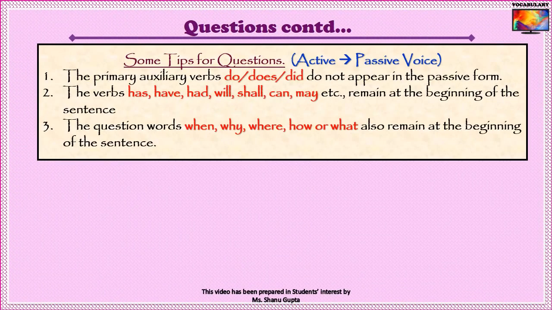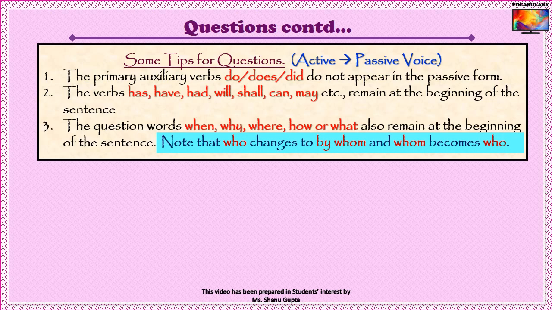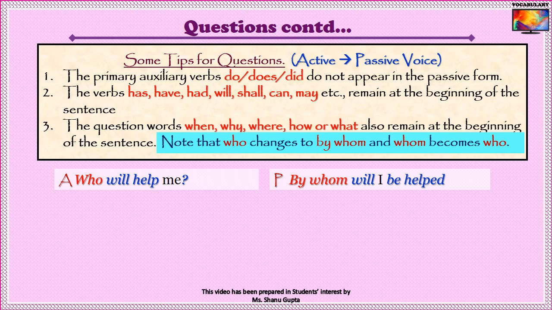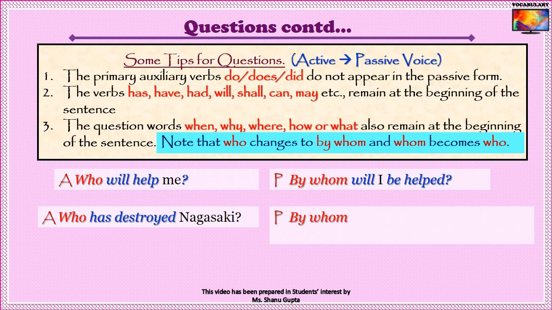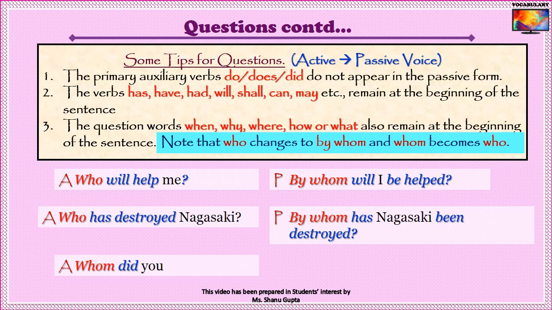Make one very important note for questions. Who changes to by whom and whom changes to who? The following questions are examples of this point. Who will help me? By whom will I be helped? Who has destroyed Nagasaki? By whom has Nagasaki been destroyed? Whom did you invite? Who was invited by you? So in the last sentence, whom changes to who.